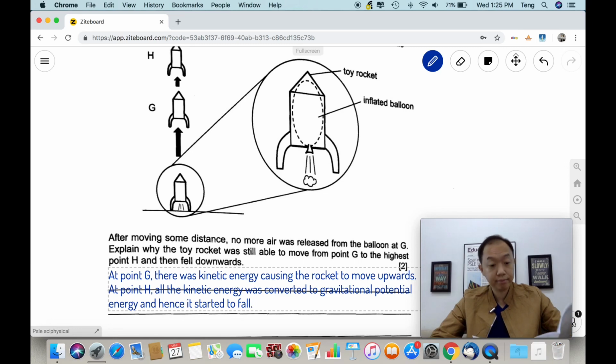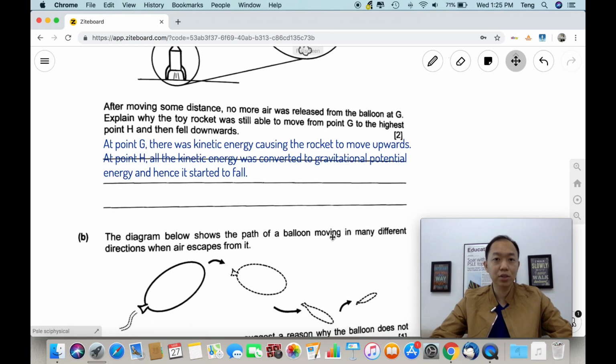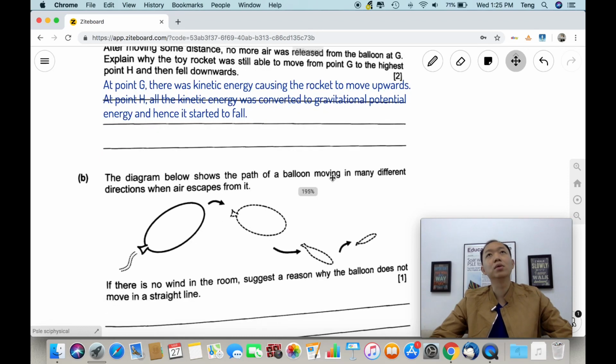Yep, that's right. Okay, so they are looking at kinetic energy. Why it still moved is because there's still kinetic energy. In physics, it's called momentum. Because there's still kinetic energy which hasn't been used up, so it will be used up later on.